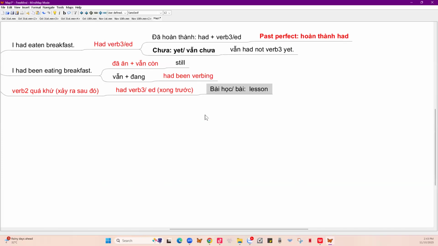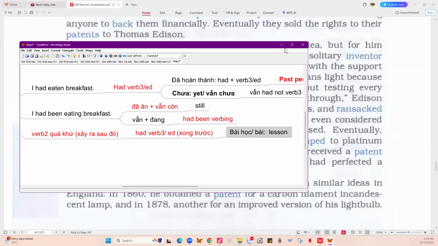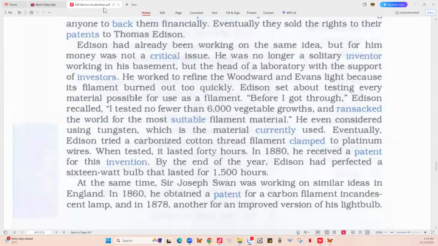Okay. So let's go. Rồi, câu này. So let's check out this sentence. Edison had already been working on the same idea. Khi đọc vào câu này phải xác định coi trong não của mình nó là trước đây anh ấy đã nghiên cứu cái ý tưởng này chưa? Hay là trước đây chưa nghiên cứu, rồi sau đó mới nghiên cứu?